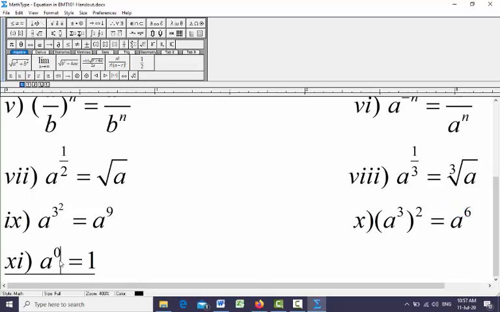And always remember, if there is a 0 in the power over a particular base, it doesn't matter what the base is, in that case we will always have 1. The answer will always be 1, right? So we have discussed the rules of exponents or rules of power.